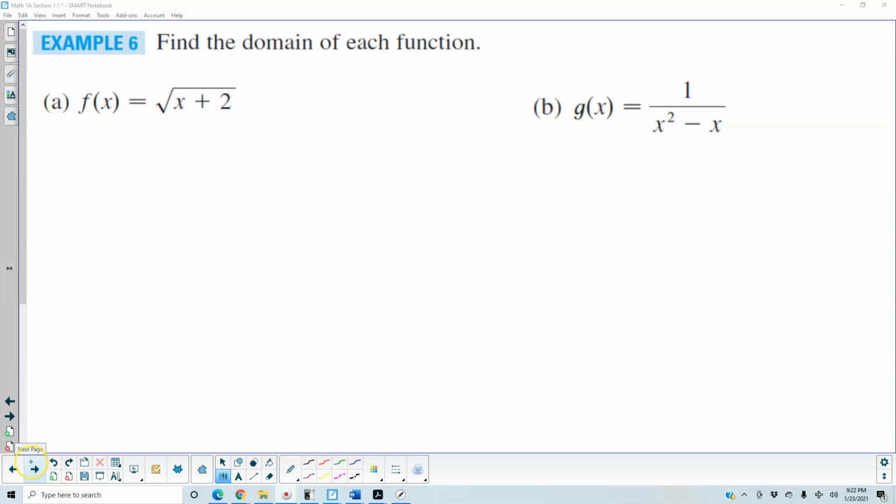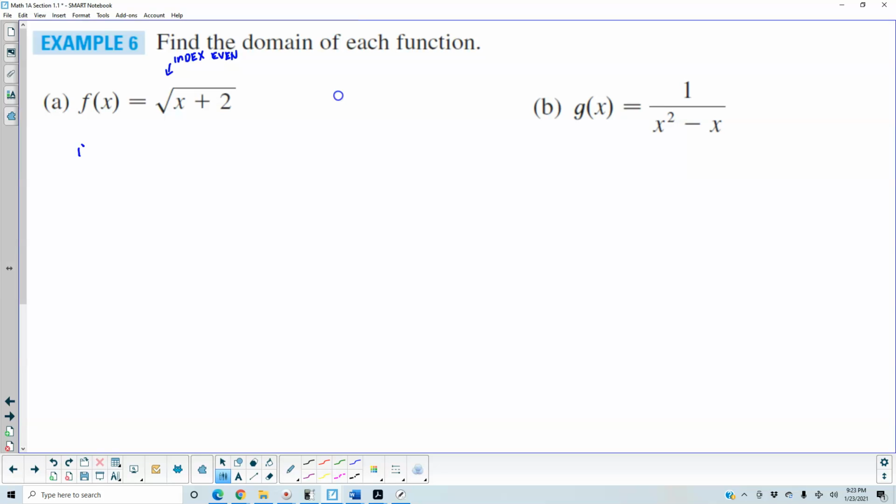In example 6, you're going to find the domain of each function. So let's look at part A. At part A, we have a radical. It says f of x is equal to the square root of x plus 2. So this index is even. And since it's an even index, that means that we cannot take the square root of a negative number.